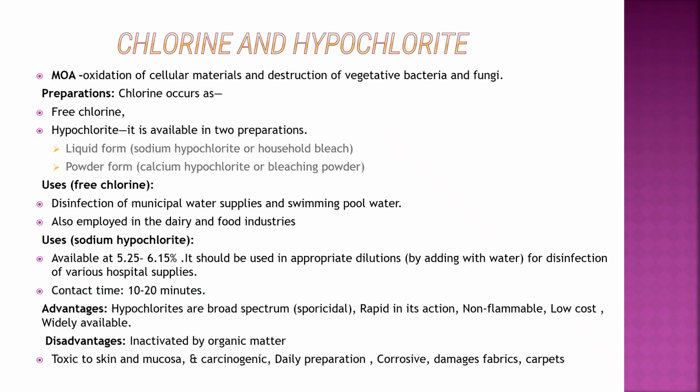Next is chlorine and hypochlorite. Mechanism of action is oxidation of cellular materials and destruction of vegetative bacteria and fungi. There are two preparations: free chlorine and hypochlorite. Hypochlorite is available in liquid form, that is sodium hypochlorite or household bleach, and in powder form, calcium hypochlorite or bleaching powder. Uses of free chlorine: disinfection of municipal water supplies and swimming pool water, and also in the dairy and food industries. Sodium hypochlorite is available in a concentration of 5 to 6%.